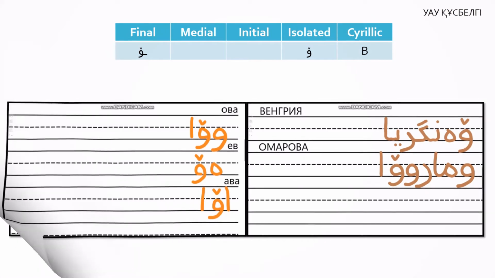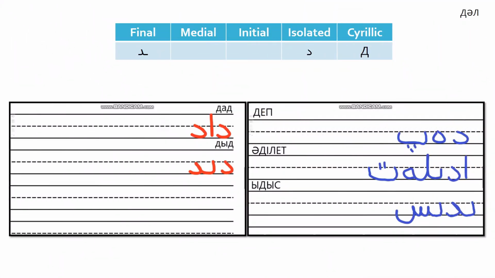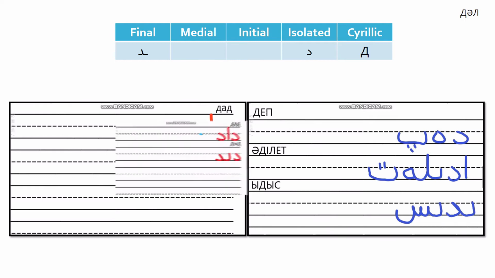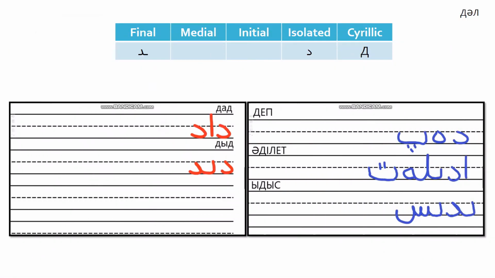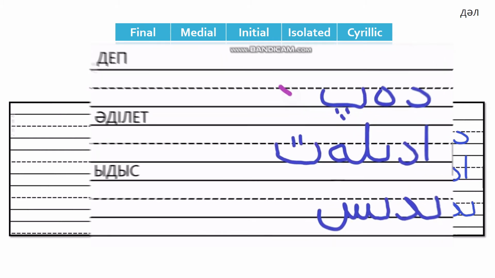Next, we have del, which corresponds to Cyrillic letter D. I like to describe it as a taco shell lying on its side. Let's see how it's written. Be sure to keep the bottom half of the taco flat against the bottom line. Now let's write some real words.